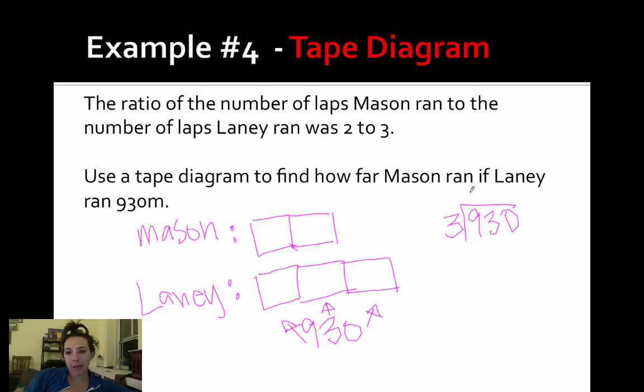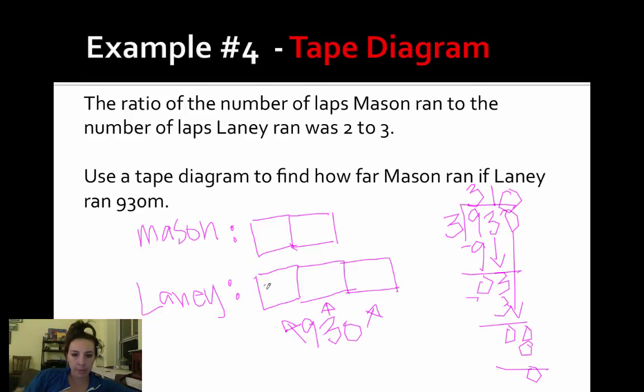So we do 930 divided by 3, or 3 goes into 9 3 times. 3 times 3 is 9. Subtract. Bring down. 3 goes into 3 1 time. Subtract. Bring down. 3 goes into 0 0 times. There's nothing left to bring down. There's no remainder. Each one of these blocks represents 310 laps, which is an insane amount of laps.